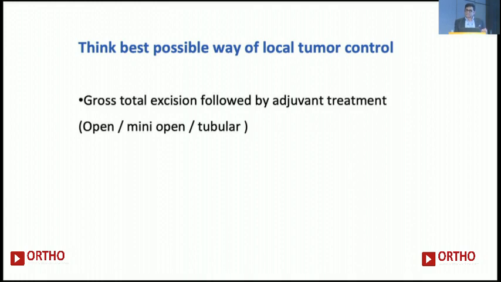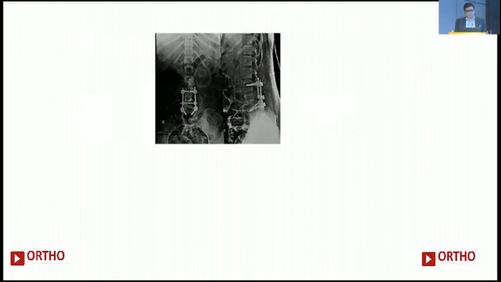Well, in these patients also, since they are favorable, they have a long life expectancy and they are fit patients, you want to think of the best possible way to get a good local tumor control. And here is where you start thinking about doing a gross total excision followed by different types of adjuvant treatments. Now, this could be open, it could be mini open, it could be tubular, and it could be even endoscopic.